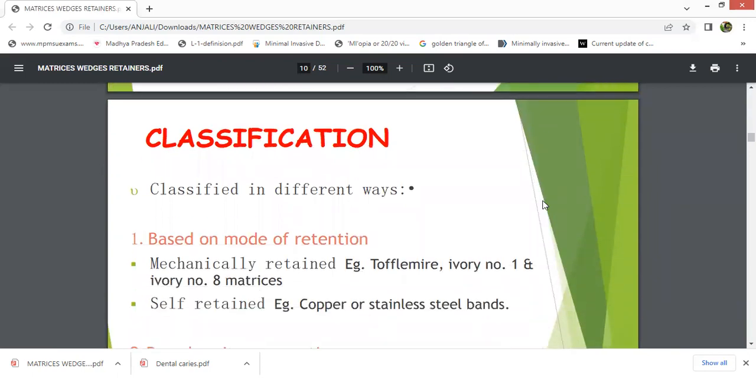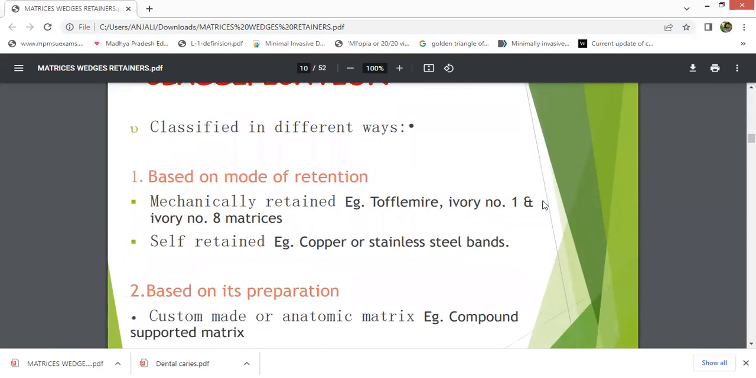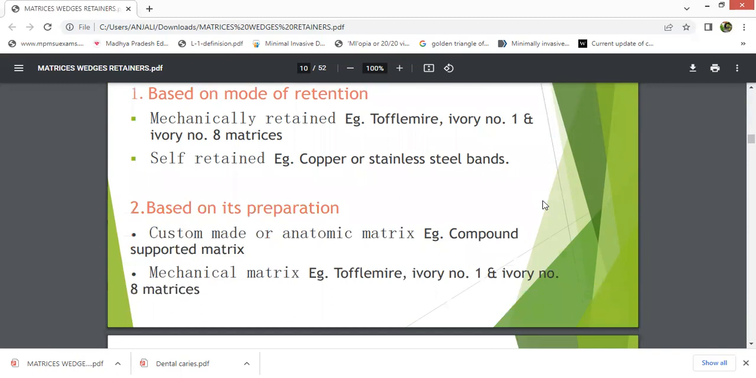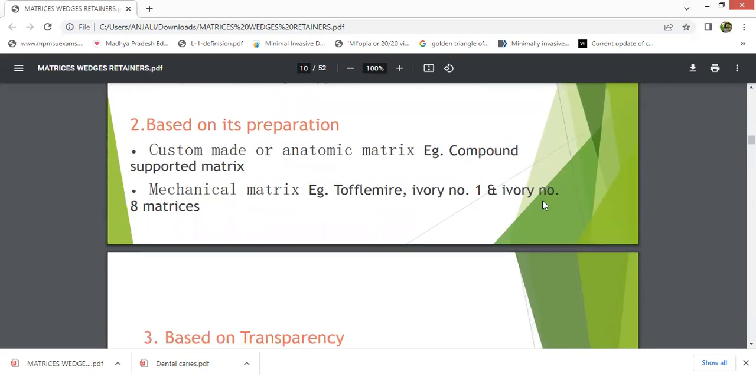Matrices are classified in different ways. The first one is based on the mode of retention. Mechanically retained include, first of all, the Tofflemire, Ivory number 1 and Ivory number 8 matrices. Next is self-retained, for example copper or stainless steel band. The second one is based on its preparation: custom made or anatomic matrix, for example compound supported matrix. Next is mechanical matrix, for example Tofflemire, Ivory number 1 and Ivory number 8.